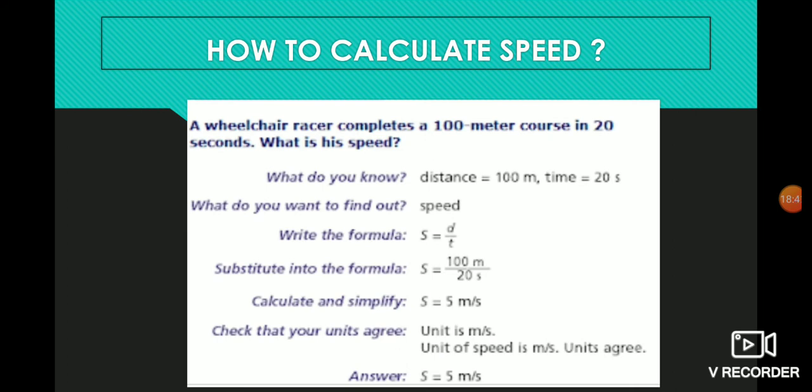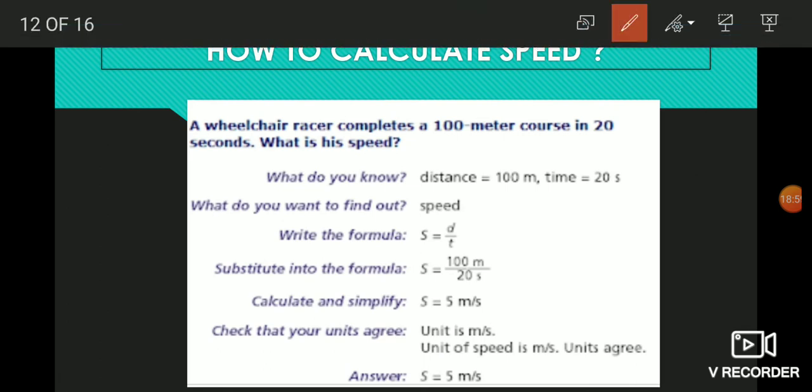Here is an example. I have worked out a small numerical for you. Let us see how it is done. Let's first read the question. A wheelchair racer completes a 100-meter course in 20 seconds. What is his speed? So we are interested in finding out the speed here. The speed is the unknown quantity. What is given? D is given and T is given to you.